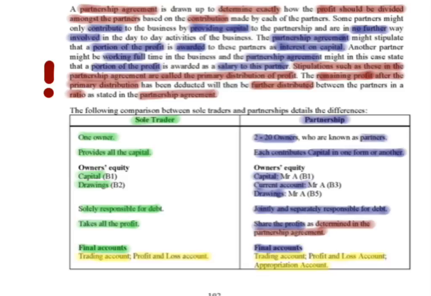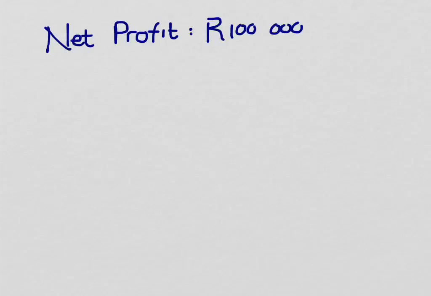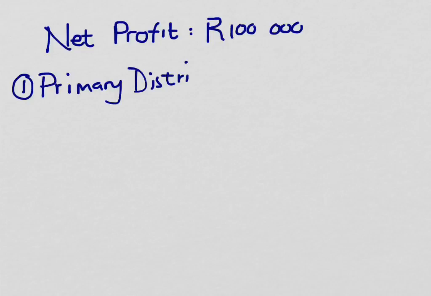So let's consider the following as an example. After we have established the profit, we see that our net profit works out to be 100,000 Rand. In the case of a sole trader, that one owner would have gotten all 100,000 Rand. But now in the case of a partnership, this needs to be distributed amongst the partners. When I distribute, there are two stages of distribution that I need to consider. The first stage is called the primary distribution, and the second stage is called the final distribution.